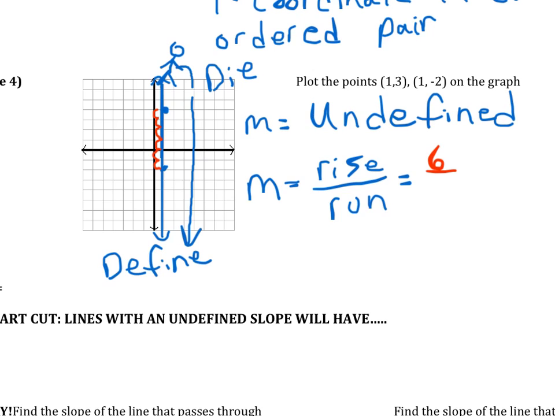Okay. Now, does it ever run? Does it ever go left and right? The answer is no. It never goes left and right. Okay, so the run is 0.